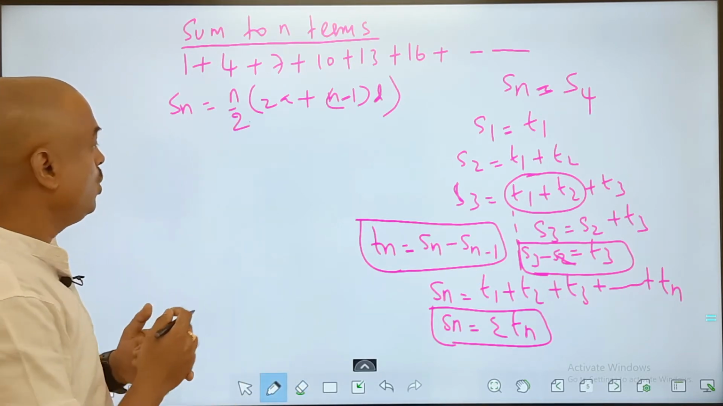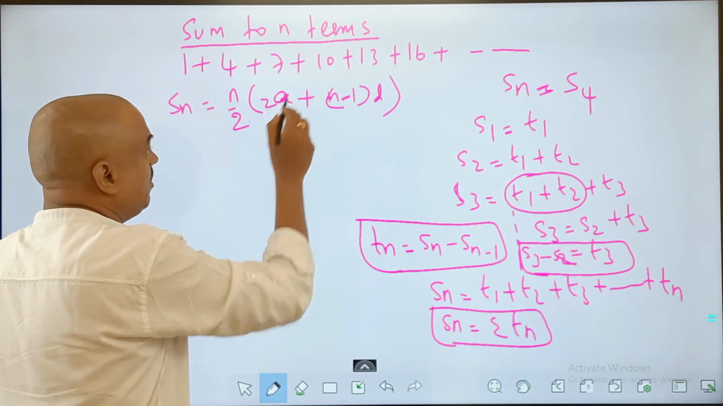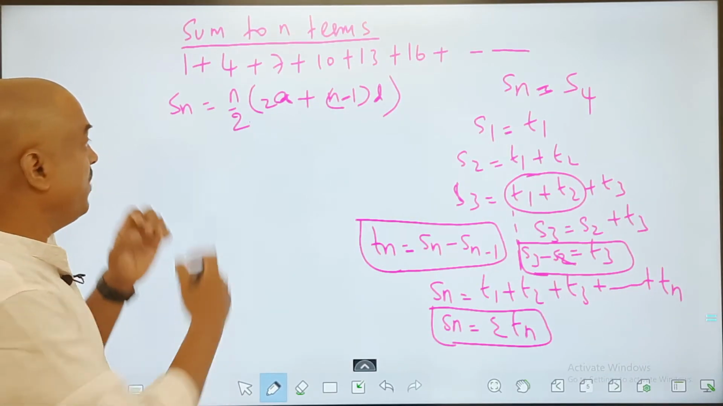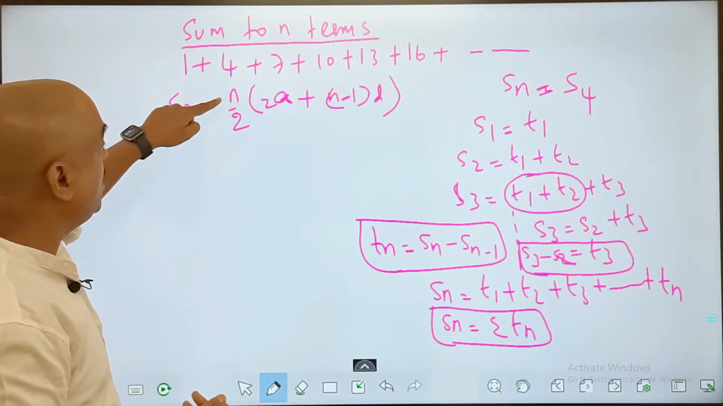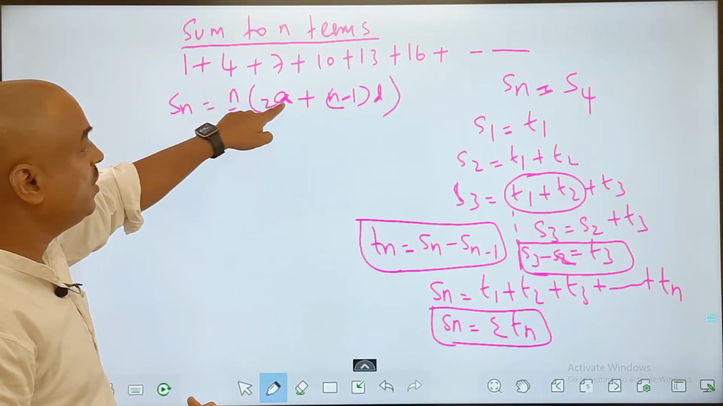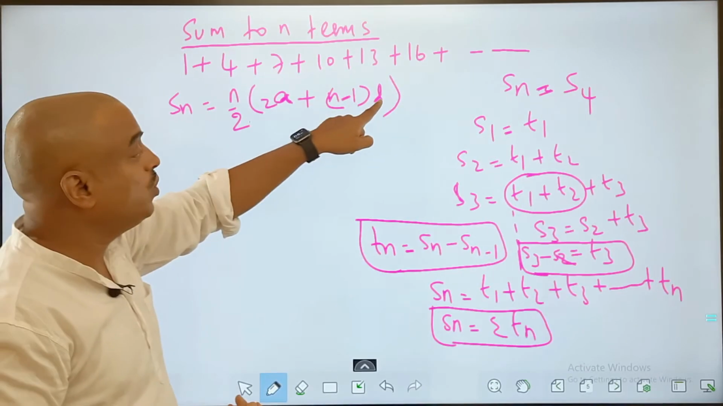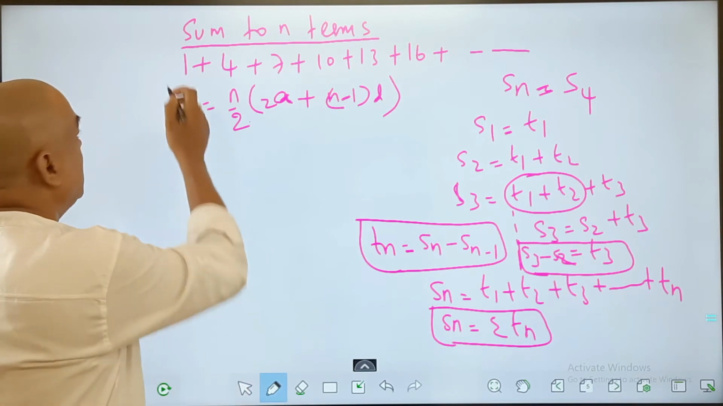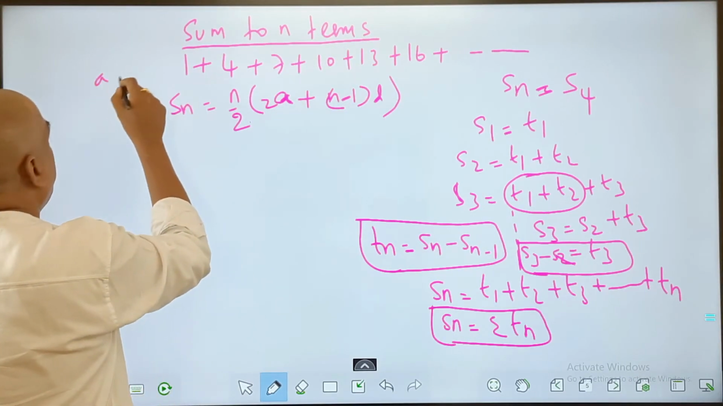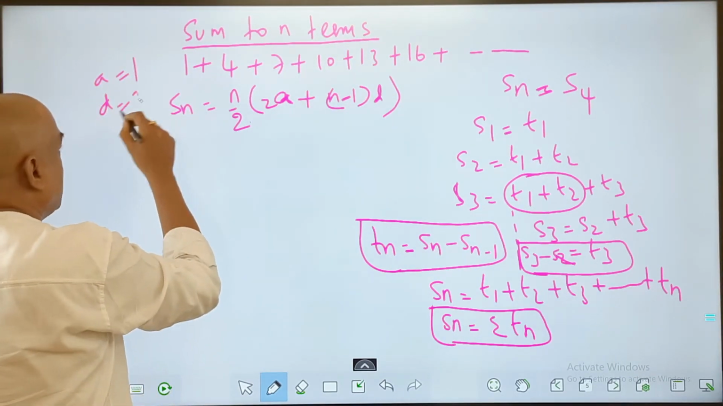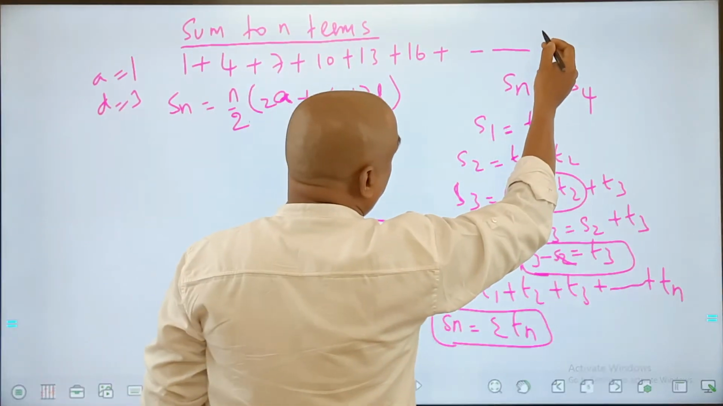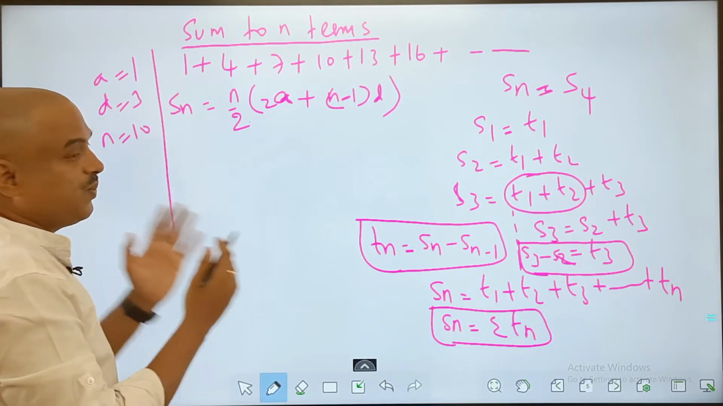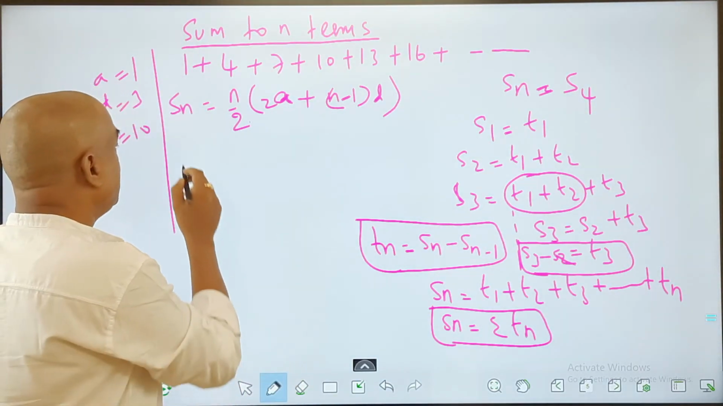n by 2 into 2a plus (n minus 1) into d is the formula for Sn. There is another formula. See, I can use this Sn formula when I know the value of n, when I know the first term a, and when I know the common difference of the series. So if I see the previous example, here in this series we have a value as 1, d value as 3, and suppose I want to add up to 10 terms. That means n value I keep as 10. So this will add the first 10 terms here.